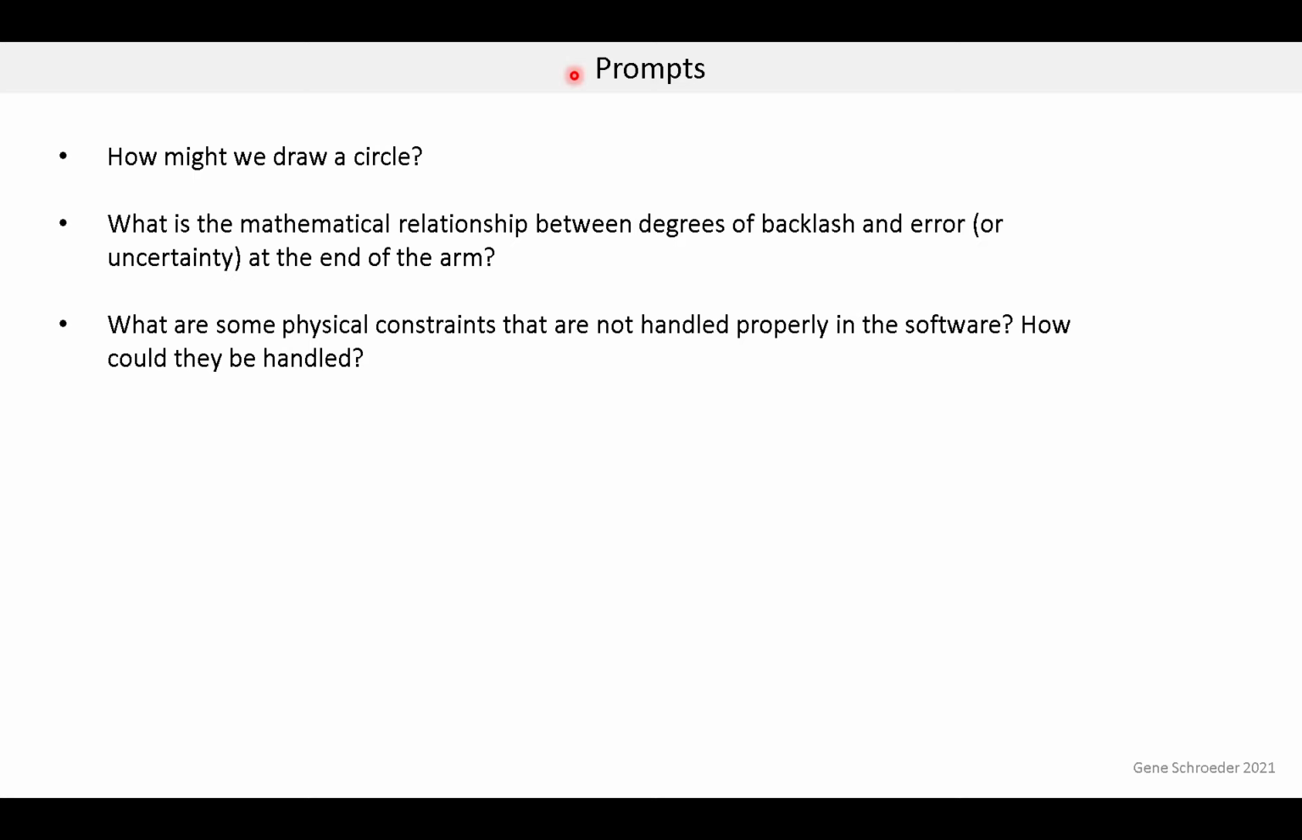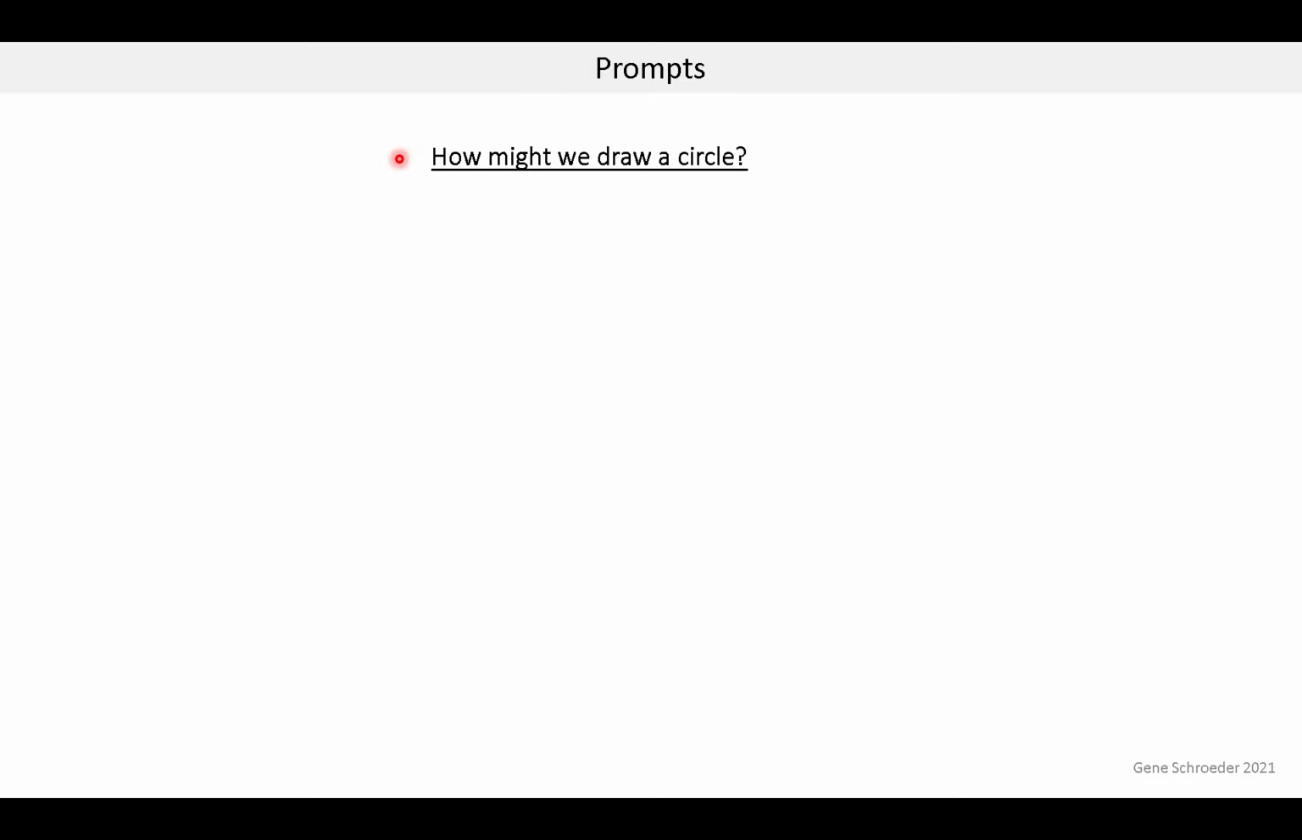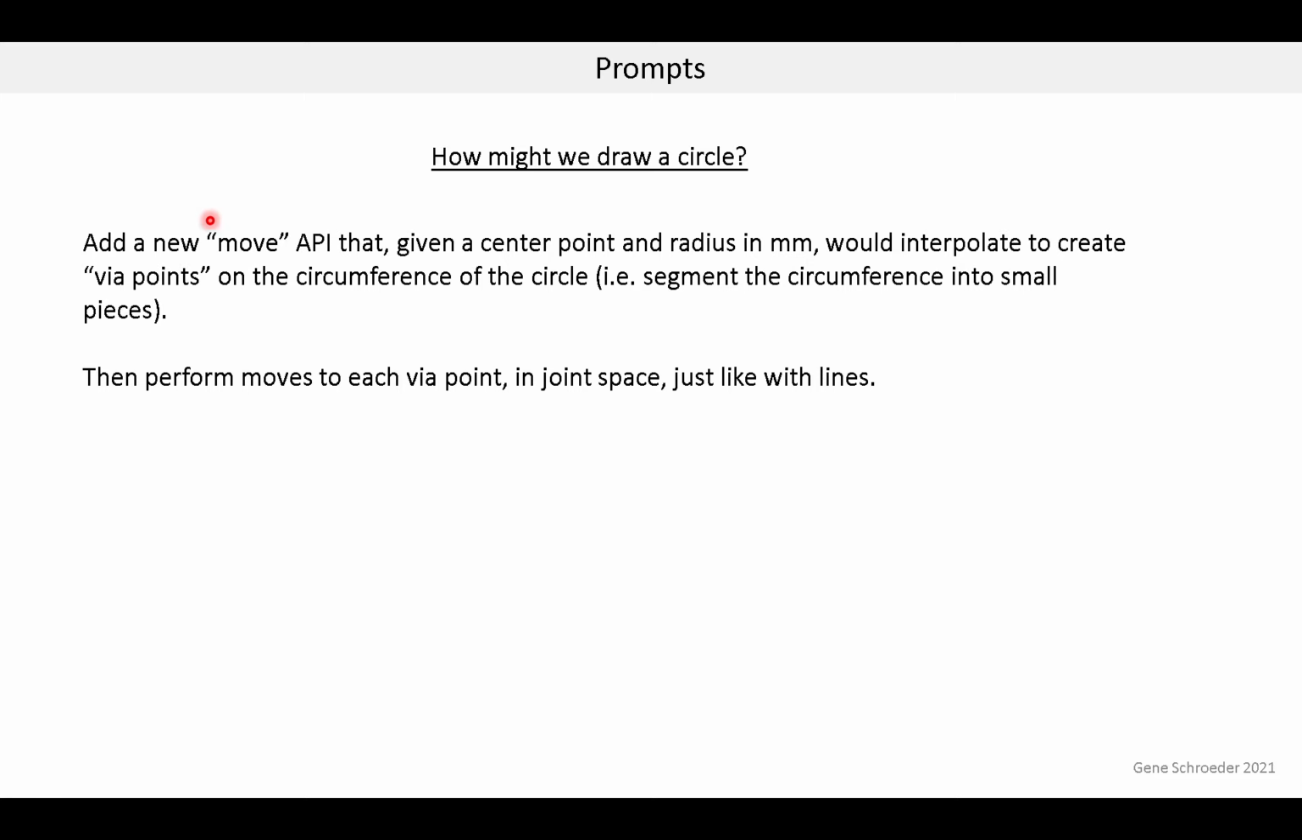Here are the prompts for this lesson. I'll just pause a second and then give you my take on them. How might we draw a circle? Well, the way I imagine it is we would have a new move API that would in some way give a center point and a radius in millimeters. And the software would then interpolate to create via points on the circumference of the circle. So in other words, it would segment the circumference into small pieces. Then we would perform moves to each via point in joint space, just like we do with lines.